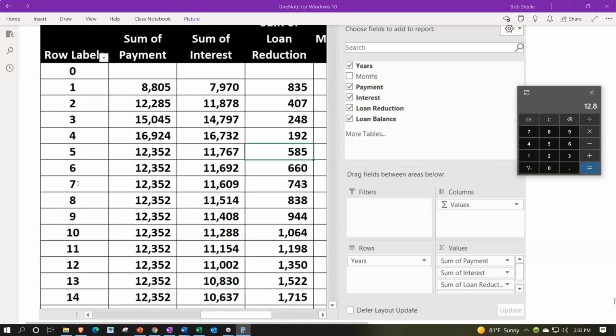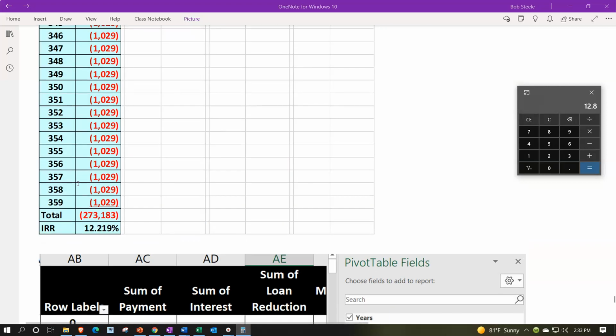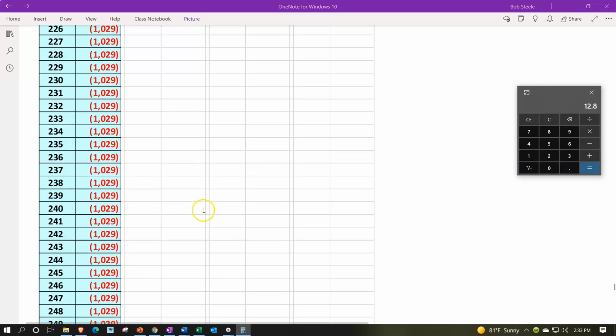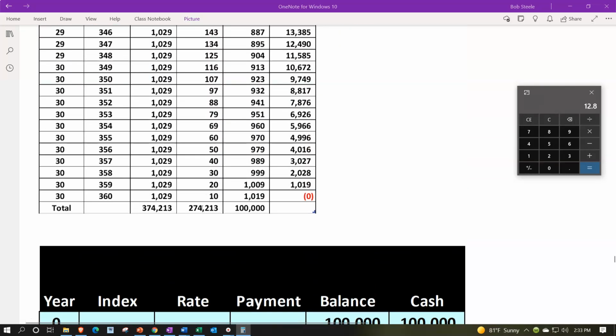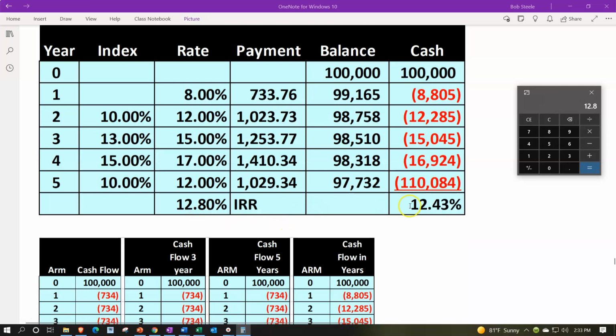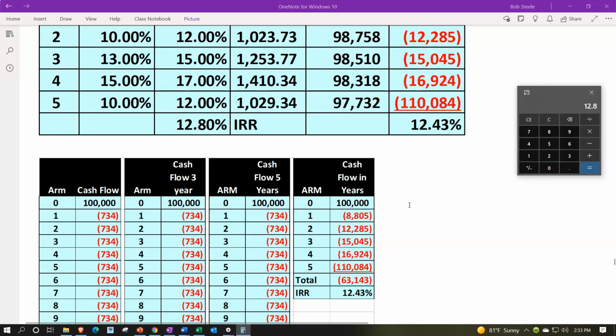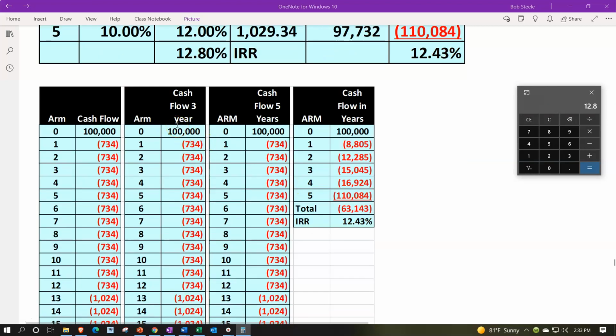If we assume it's at that $1,029 for the rest of the time flow, and we calculate that up, it would have a cash flow of $273,183, and the IRR, the rate at which that entire cash flow would be zero, would be 12.29219, which again you could use to compare to other kinds of investments. And how close is that to our 12.43 here?